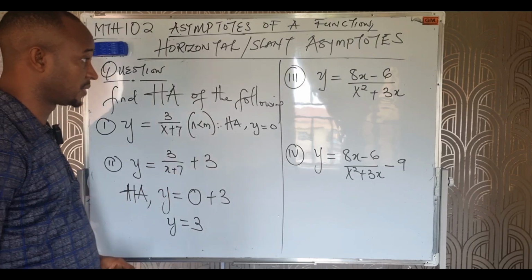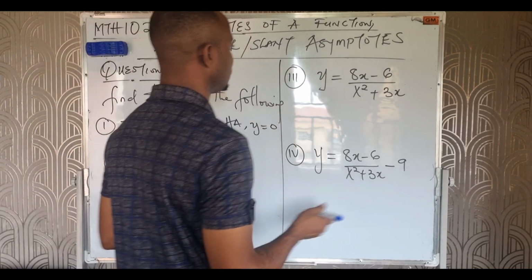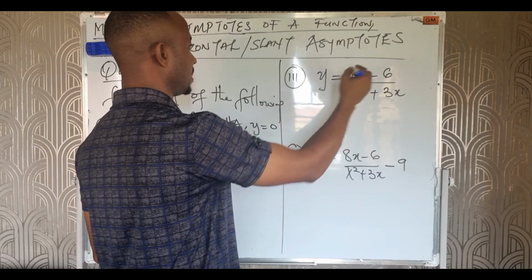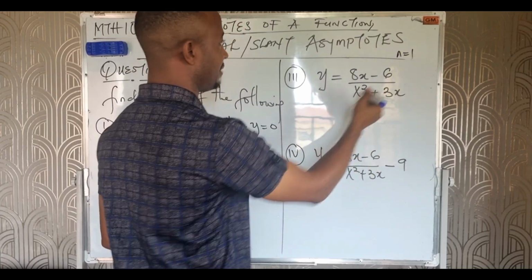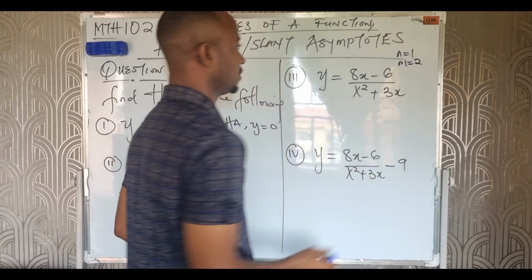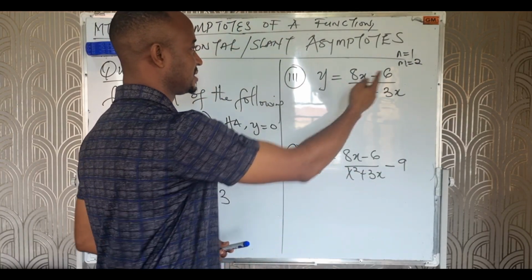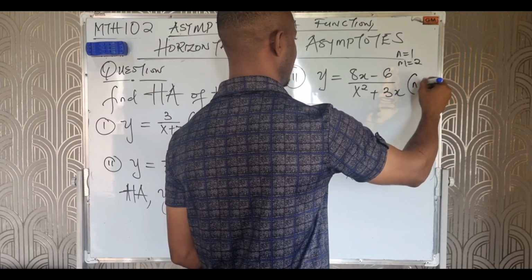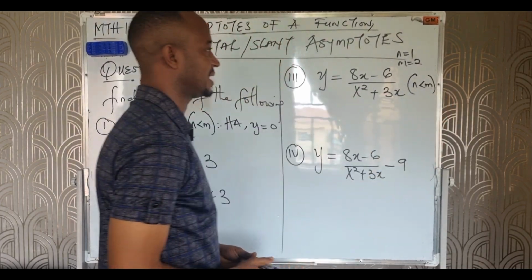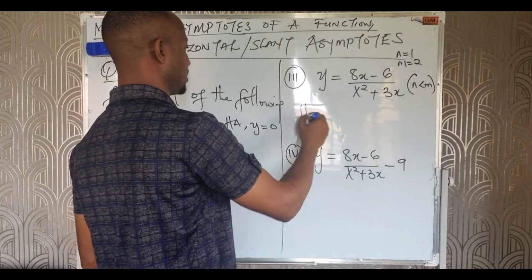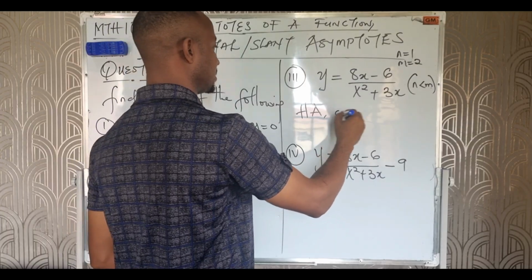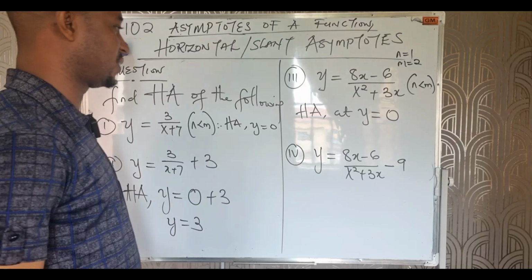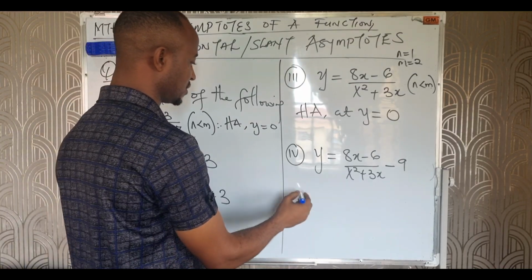All right, okay. So the next one here, we have to find HA. The degree of the numerator is 1, right? Our n is 1, our m is 2. What do we notice here? n is still less than m. So since n is less than m, that means our HA also occurs at y equals 0. HA occurs at y equals 0. Let's look at the solution to this together.